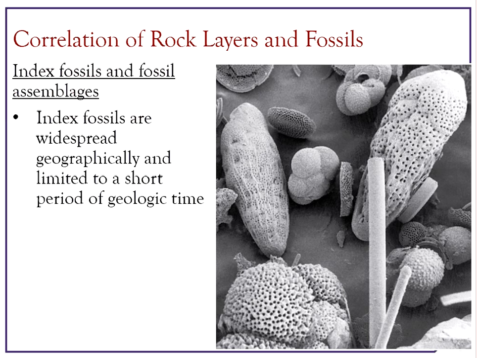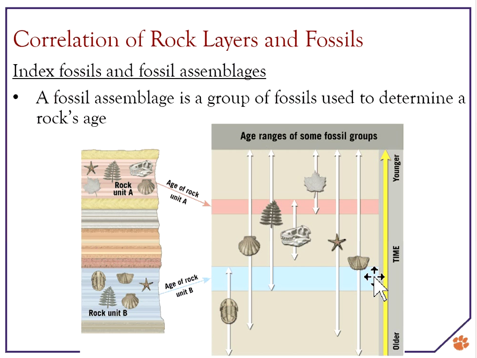There are also index fossils and fossil assemblages. Index fossils are widespread geographically and limited to a short period of geologic time. Here in the picture, you see those index fossils under microscopes. These teeny tiny shells are staying together, and by looking at their combination, their organizations, we can use them for timing different layers. And by looking at these two together, we can extend our capabilities of correlating rock layers over real long distances.